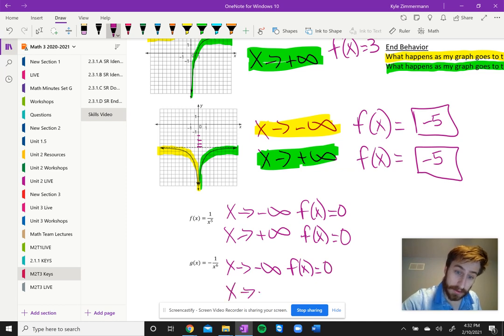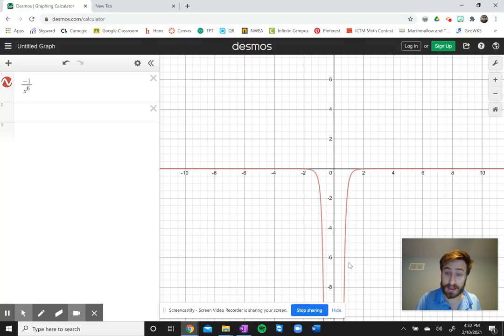And then as x approaches positive infinity, f of x is going to be equal to something. Notice how I wrote it out before I even answered it. Then as x is increasingly getting larger, it's going to be 0.